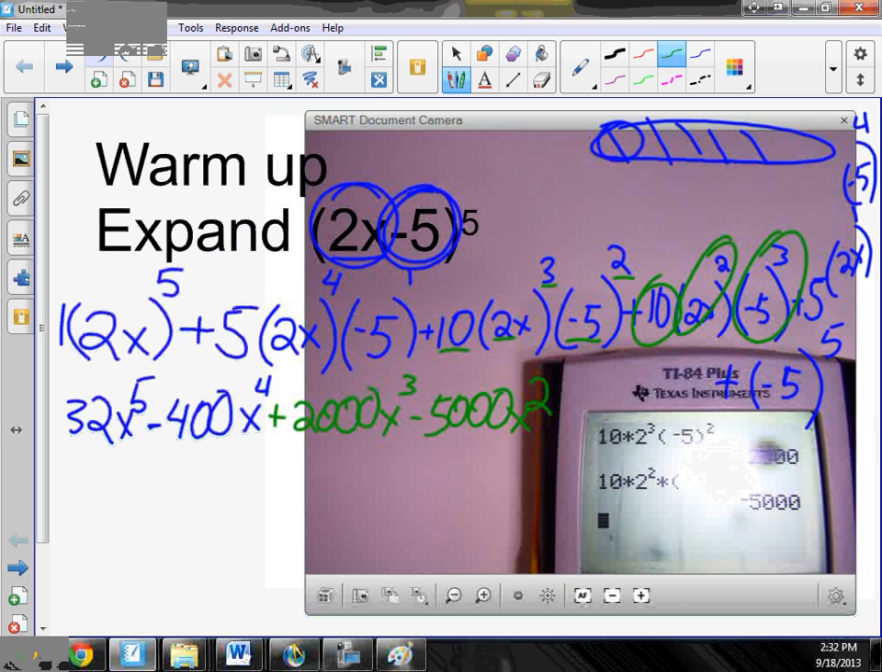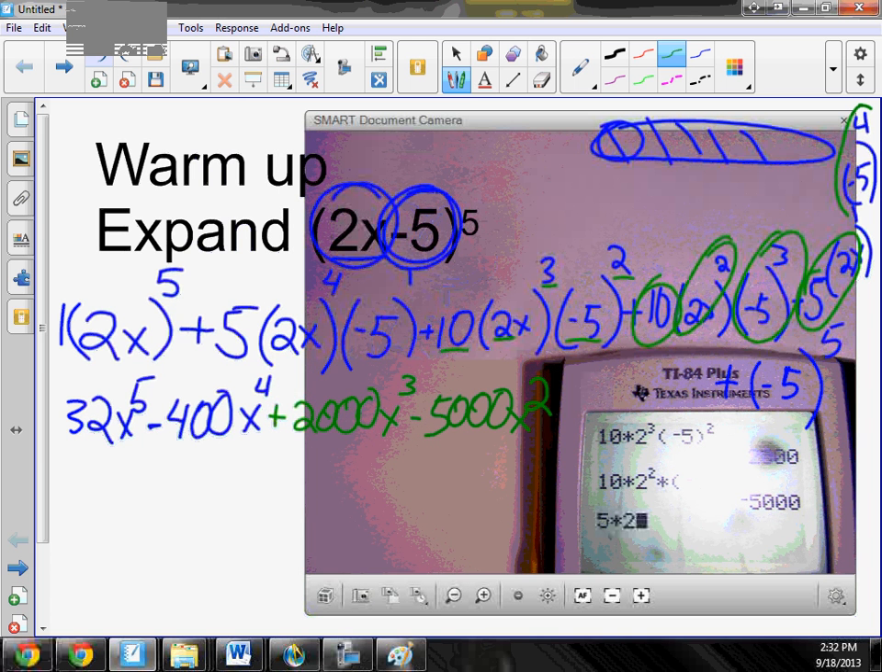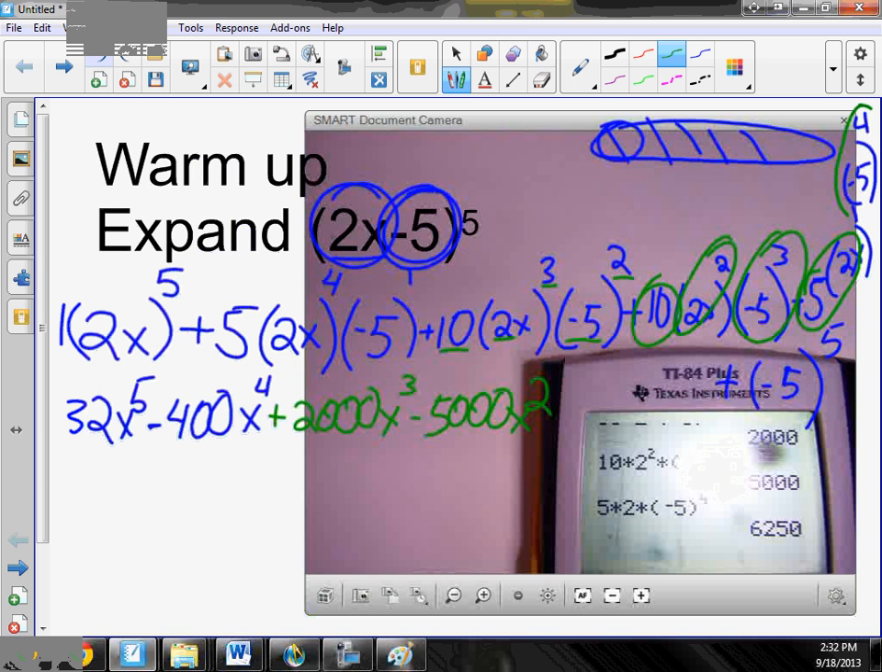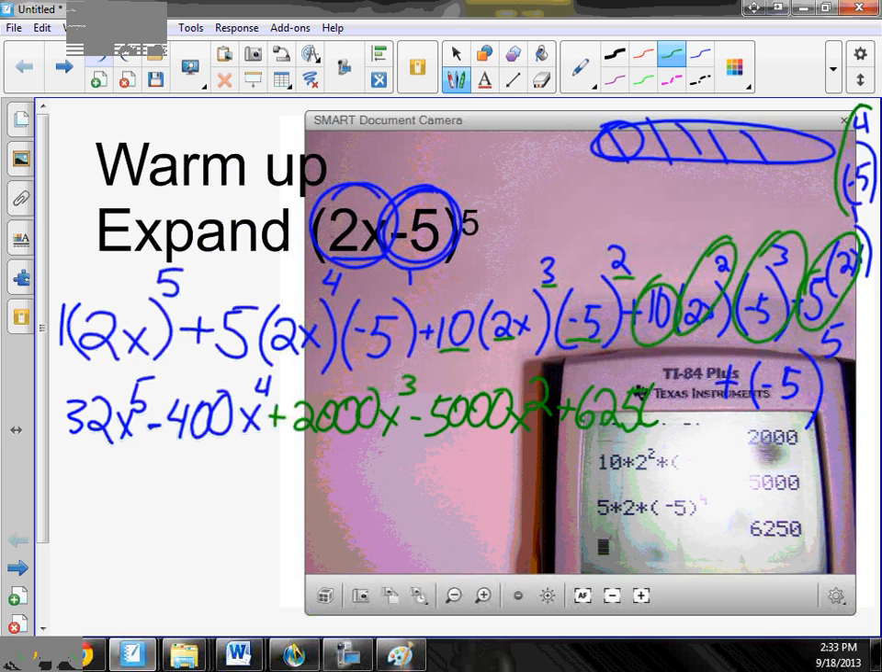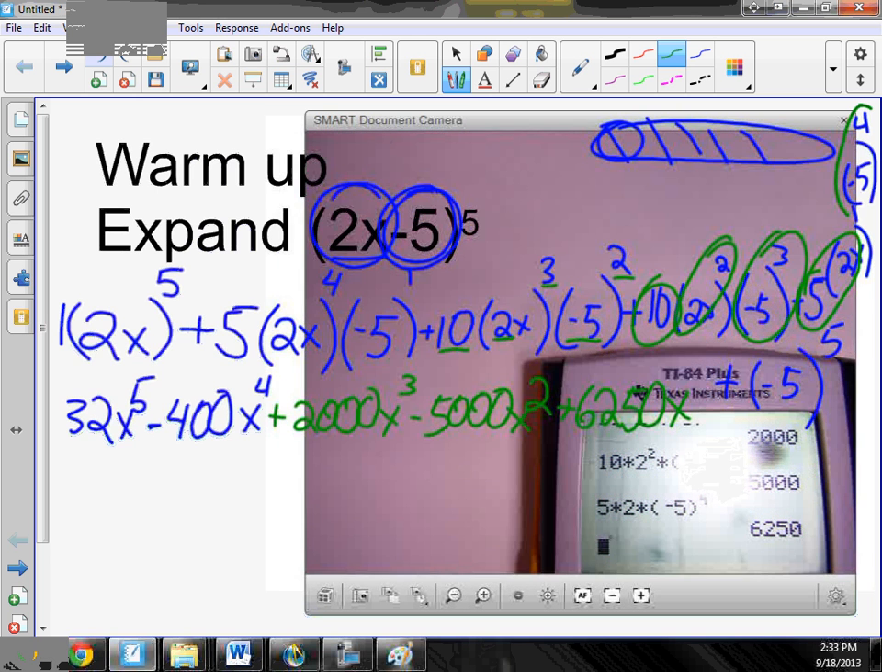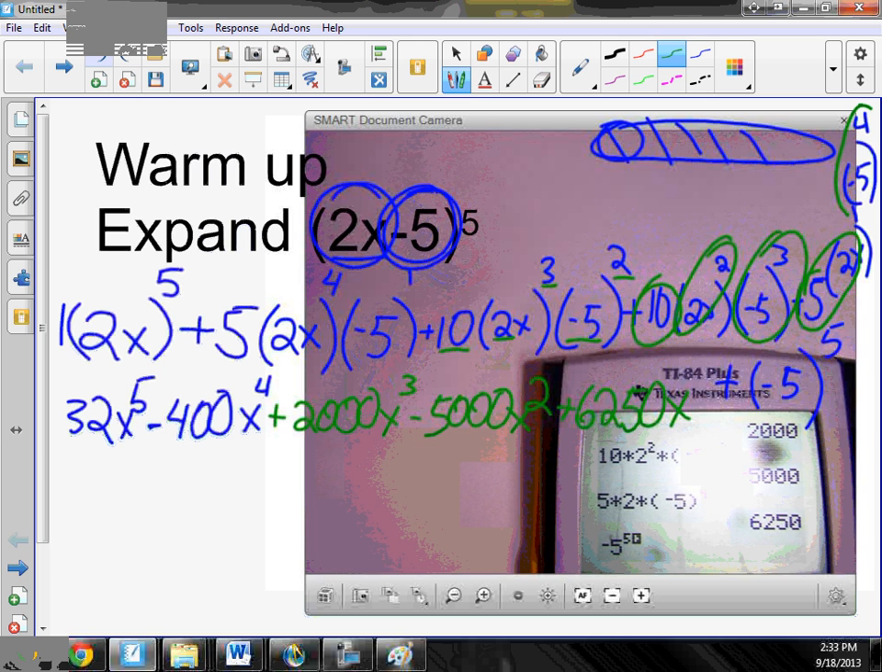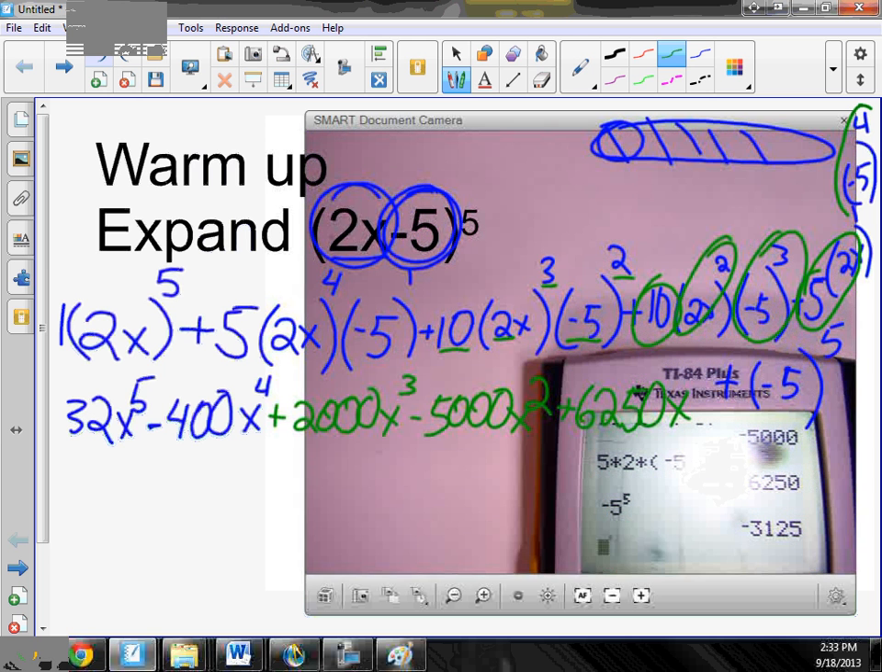Okay, and the next one is 5 times 2 times negative 5 to the 4th, which is 6250x. And then the last one is just negative 5 to the 5th, which is negative 3125.